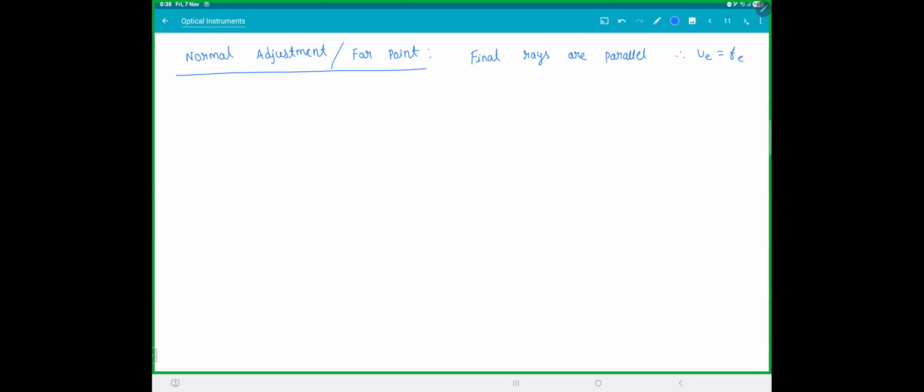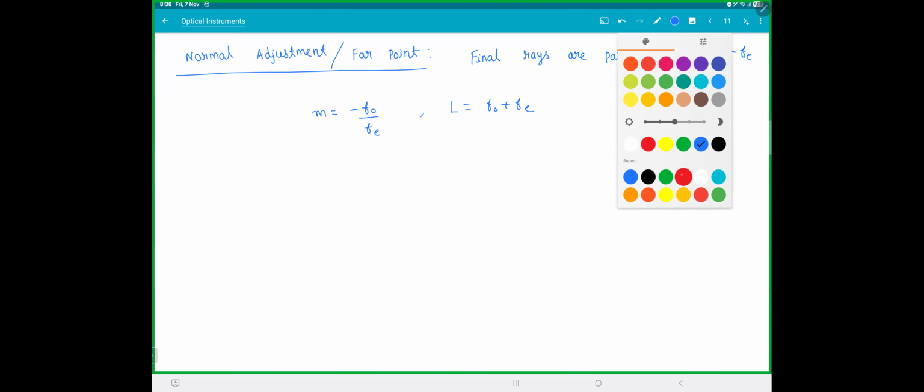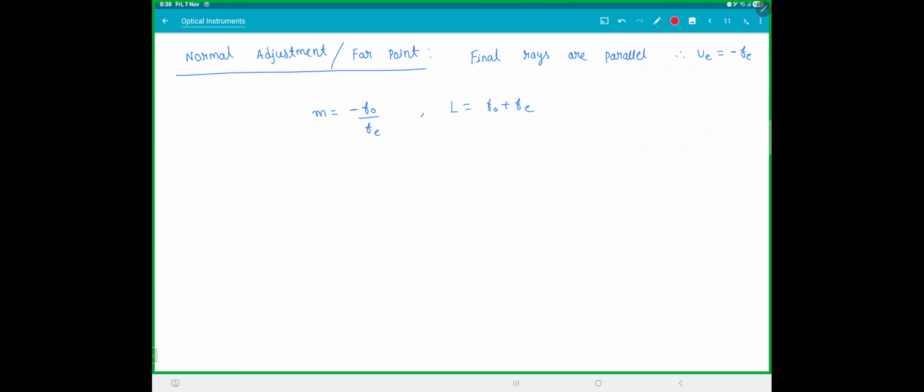So your magnification formula becomes F0 by Fe, with a minus sign because the image is inverted. And the length will be, with UE equal to Fe, F0 plus Fe. It is just the magnitude there. This is the main formula you need to remember for the telescope. And if you notice something here, to get more magnification, what should be there? F0 must be large and Fe must be small.